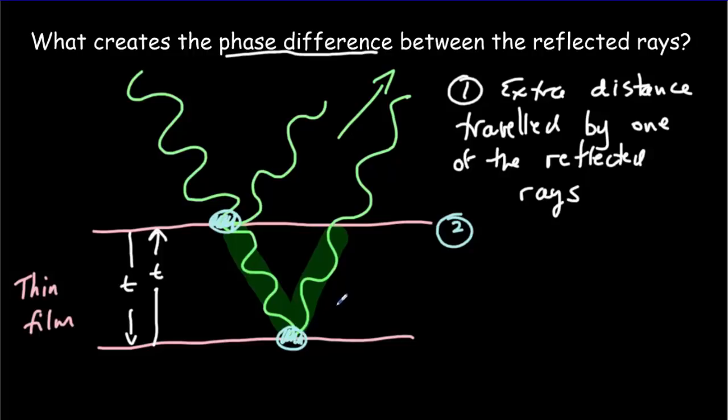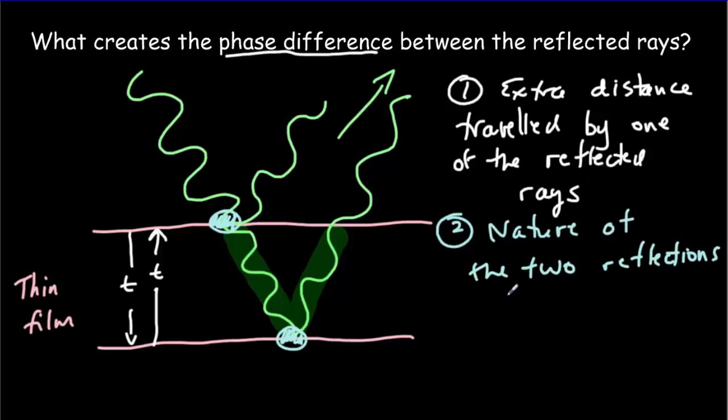Some reflections produce a 180-degree phase change. Some reflections don't produce any phase change at all. So the second contributor would be the nature of the two reflections at the two interfaces. And we've already talked a little bit about the nature of those phase changes at reflections.